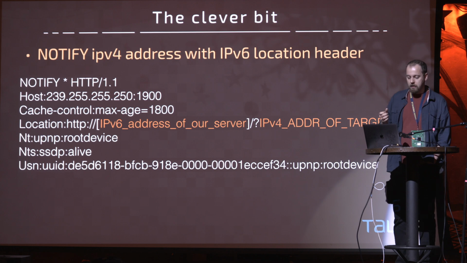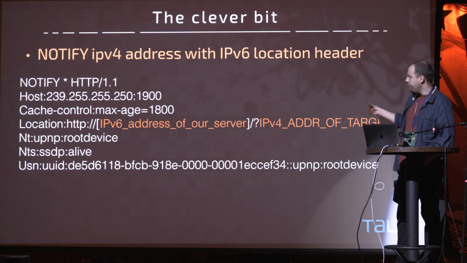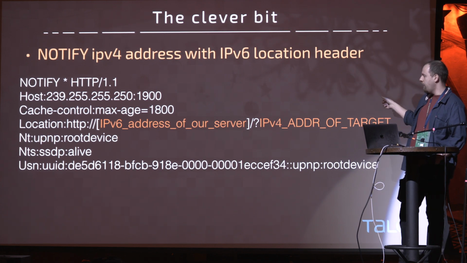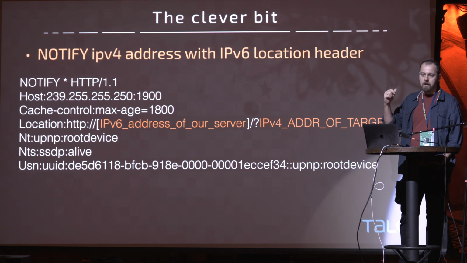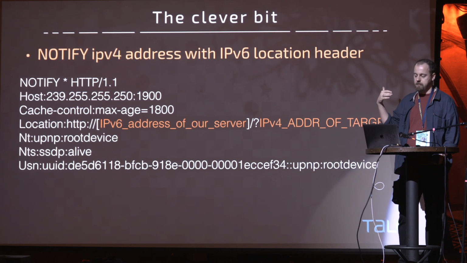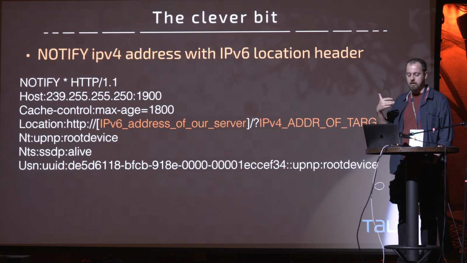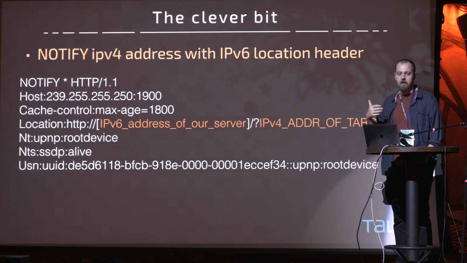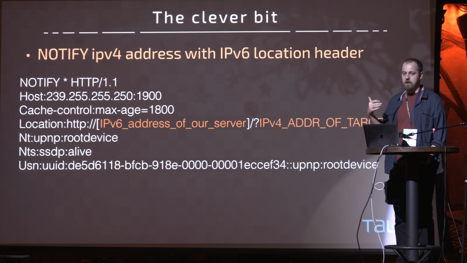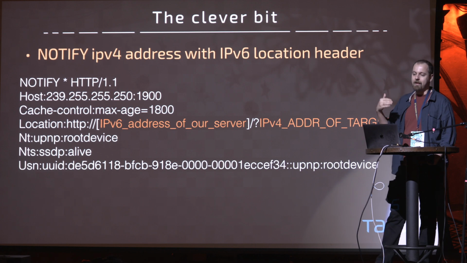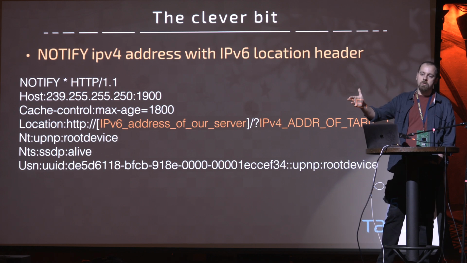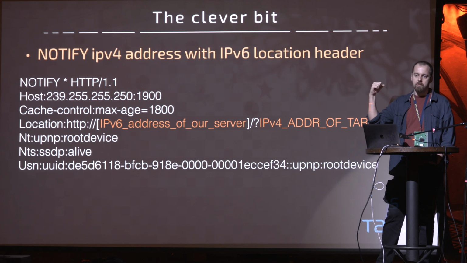And with just a little bit of cleverness, by adding the target IPv4 address to the end of the location header, we can, as a result, get an HTTP request back on our side, on our IPv6 HTTP server, with enough information so that we can connect the two addresses. We can tell, okay, we sent the UPnP notify packet to this IPv4 address, but the request came back from the IPv6 address, so we know those two addresses belong to the same host.